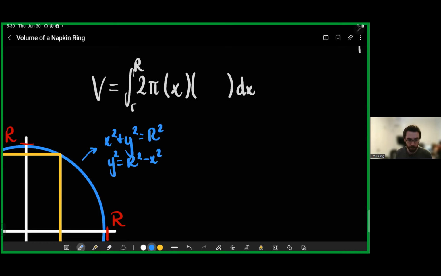So y squared would be that. And then when I take the square root, I get either plus or minus the square root of R squared minus x squared. But we said it's the top half, so it should be the positive half. So let's just treat it as positive, this square root.